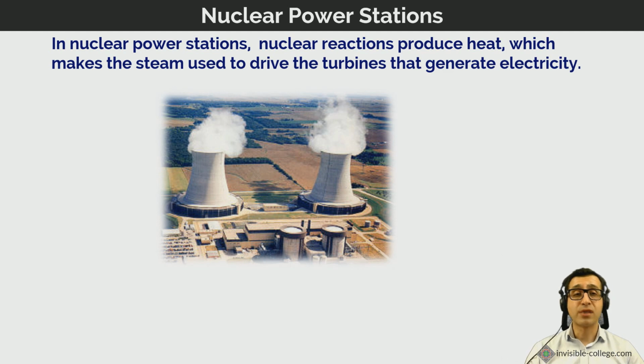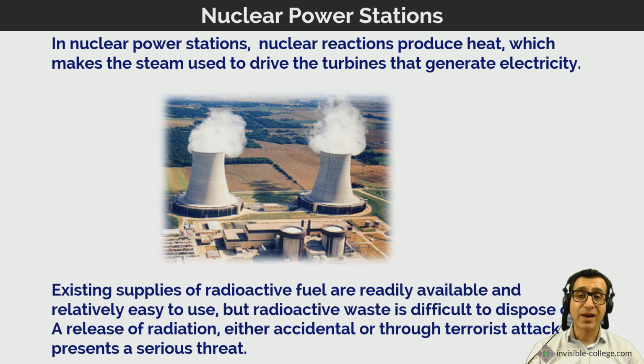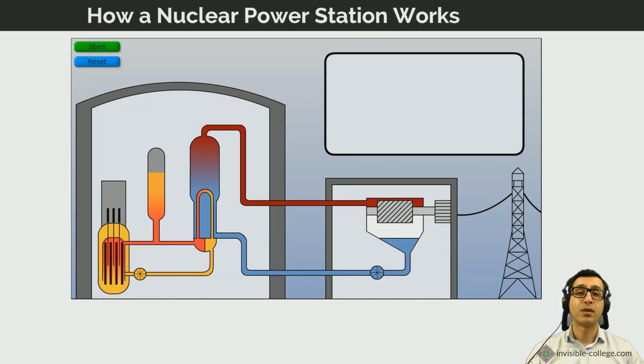So existing supplies of radioactive fuel are readily available and relatively easy to use, but radioactive waste is very difficult to dispose of. A release of radiation, either accidental or through more serious incidents like terrorist attacks, obviously does present a serious threat. So this is a diagram of how a nuclear reactor works.